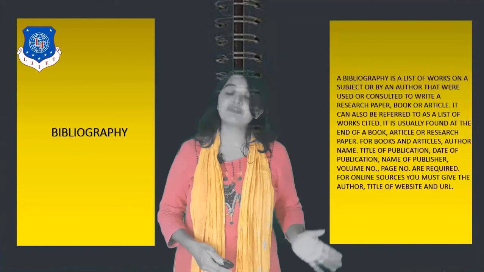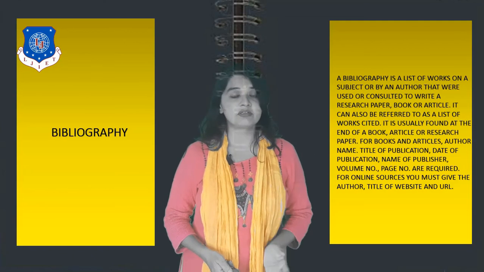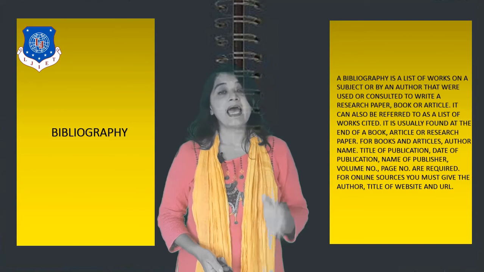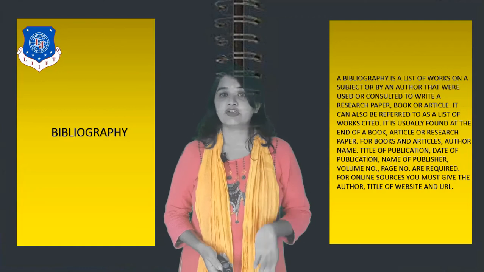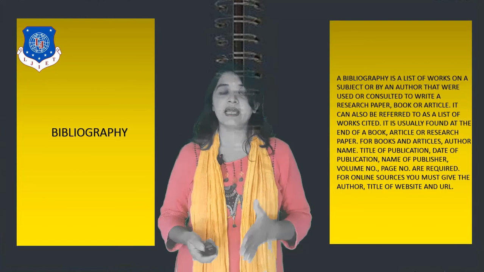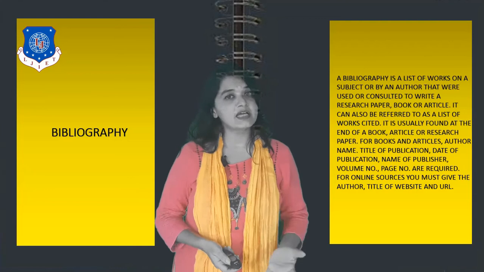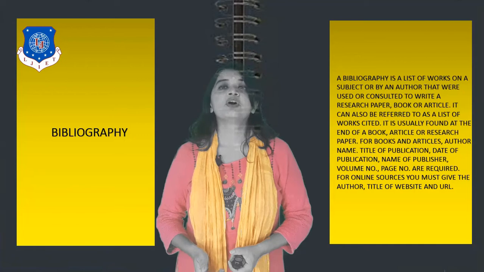So, after the appendix, we have the bibliography. Now, what is a bibliography? A bibliography is a list of all books, articles, journals or websites that you may have referred to for your research purpose, and it also consists of the names of the authors, the publisher's name, the date of publication, the volume number, page number, etc. If you have referred to some online sources, you must give the name of the website along with its URL from where you have got this particular information.